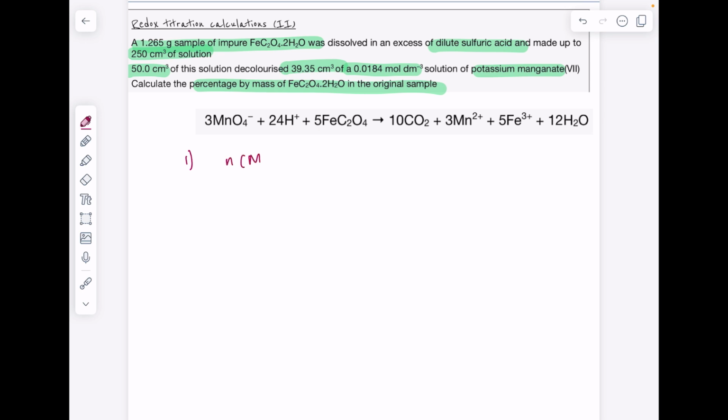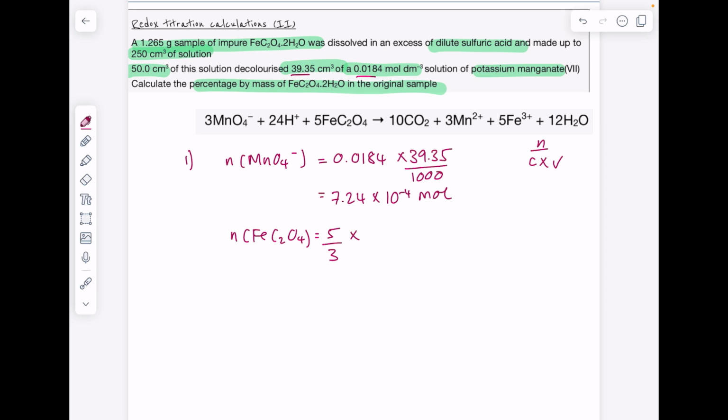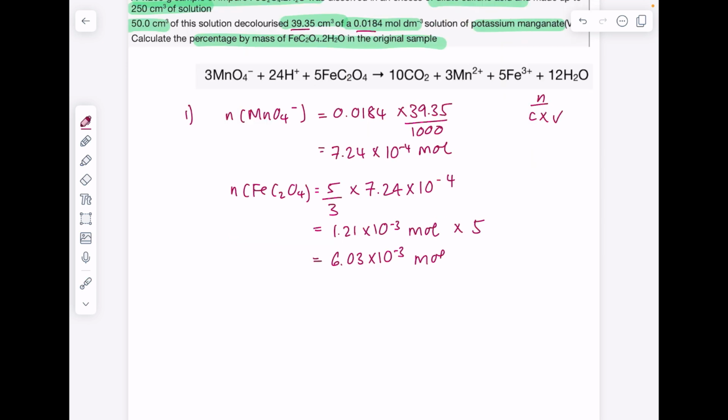So the number of moles of MnO4 minus, first of all. Now let's use the stoichiometry to find the number of moles of FeC2O4. So there's a 3 here, a 5 here, so we need to do 5/3 multiplied by the number of moles of the MnO4 minus. And then in a similar way to the question before, we need to multiply that up to find the number of moles present in the original solution, so we need to multiply it by 5. So now let's find the mass.